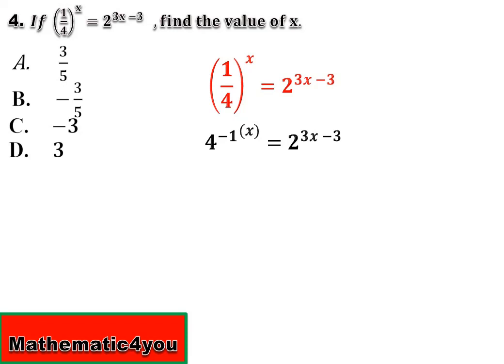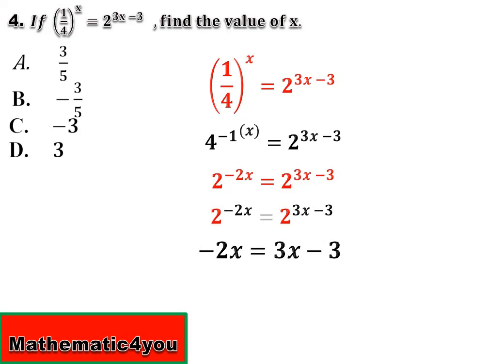If you have 5 raised to the power minus 1, you can rewrite it as 1 over 5. So if I simplify this one, you're going to have 2 raised to the power minus 2x equal to 2 raised to the power 3x minus 3. We're doing all this to make sure that the bases are the same. If the bases are the same, you cancel them out: 2 is here as a base and 2 is also here as a base. So we cancel out the bases, and we are left with the exponents: minus 2x equal to 3x minus 3. So you collect the like terms. As you can see, you have 3x plus 2x.